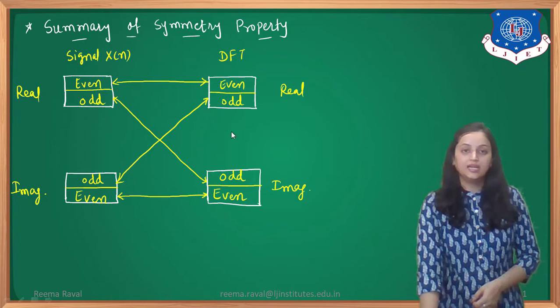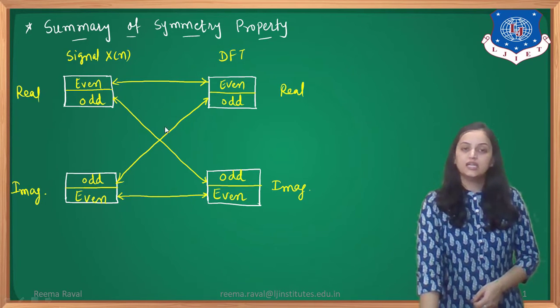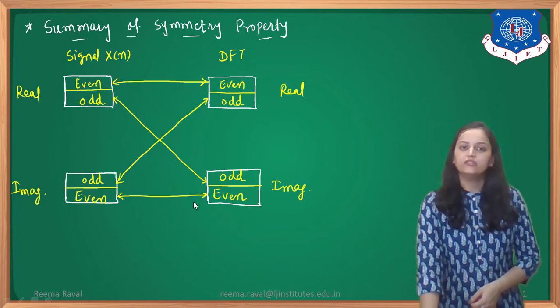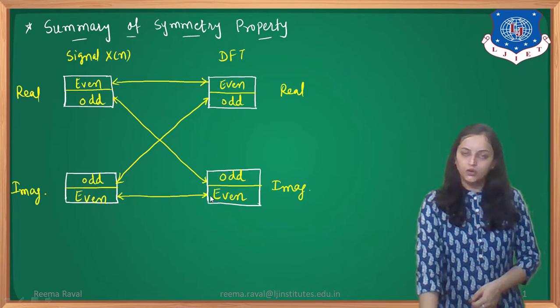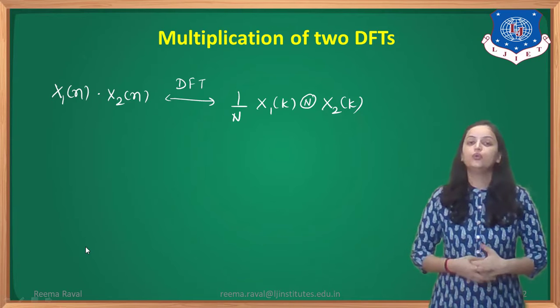In the same way, this indicates the relativity of the signal x of n and its DFT version. That means if we consider the signal x of n as an imaginary and odd sequence, then its DFT will be odd and real. In the same way, if we consider the signal x of n imaginary and even, its DFT will be even and imaginary.